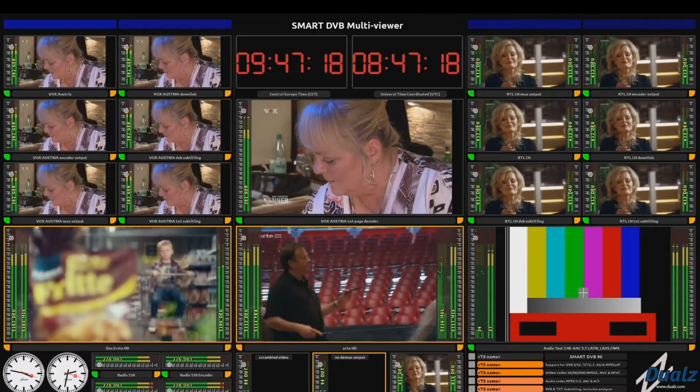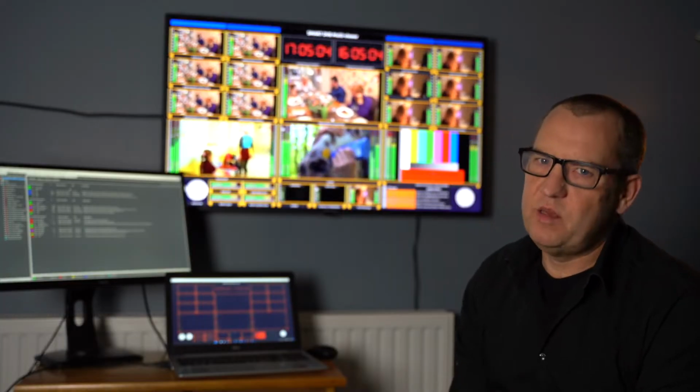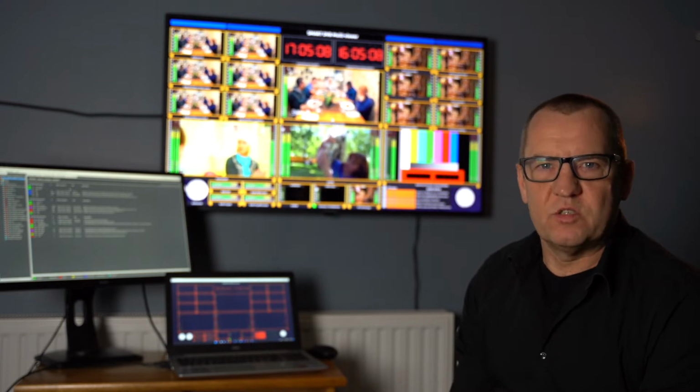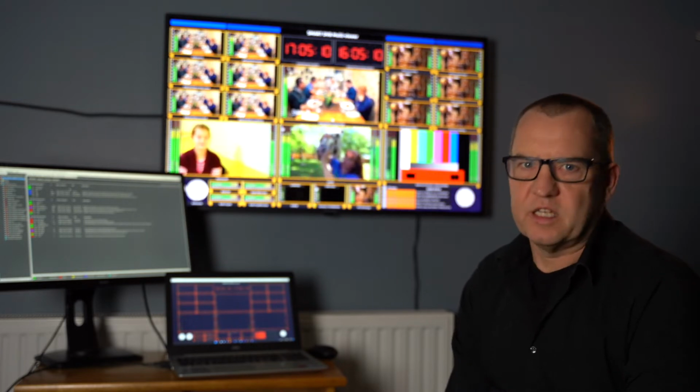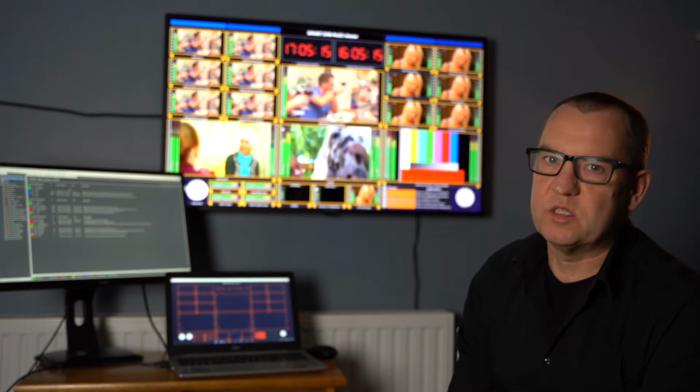Smart analyzes your streams in real time and extracts data like SI, PSI, EPG. It calculates bitrates. It checks against the TR290 specification. It checks against black frame, freeze frame, audio silence, loudness, and much more.